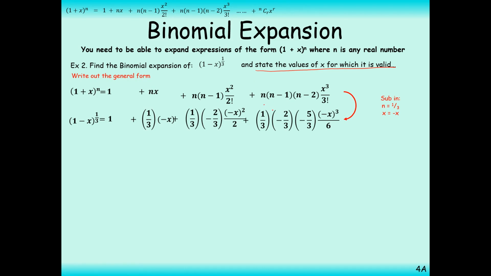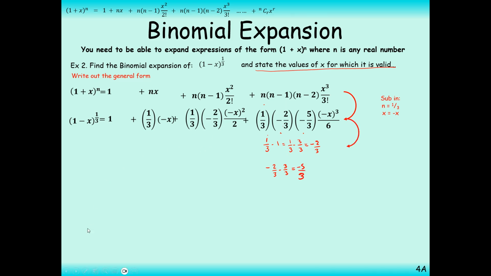N is a third, so a third minus 1 is negative 2/3, and negative 2/3 minus 1 is negative 5/3. So it involves you thinking about the fractions carefully. 1/3 minus 1 means 1/3 minus 3/3. Alright, that's how you get negative 2/3. And negative 2/3 minus 1 means minus 3/3. Alright, so that's how you get negative 5/3.